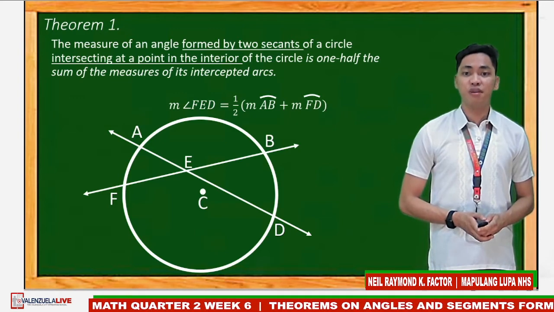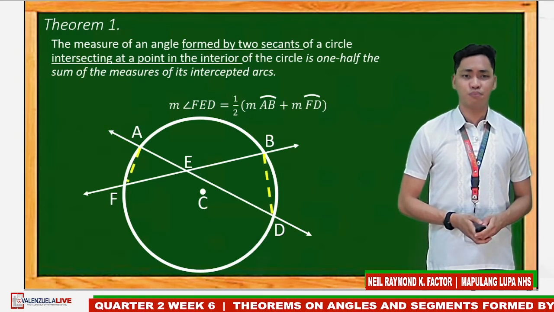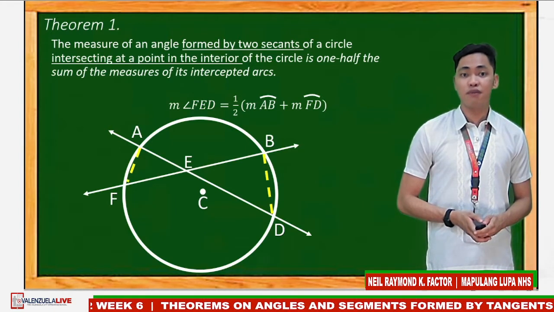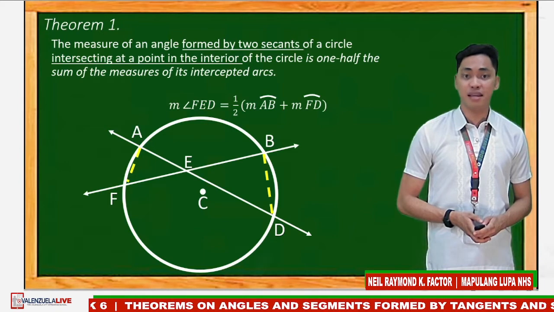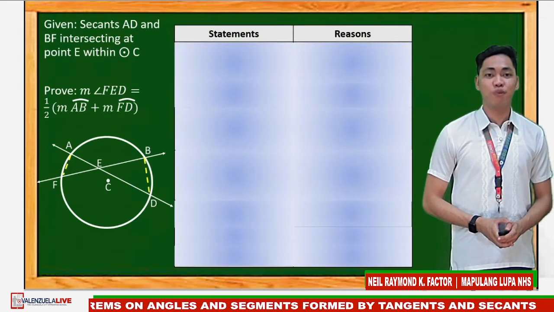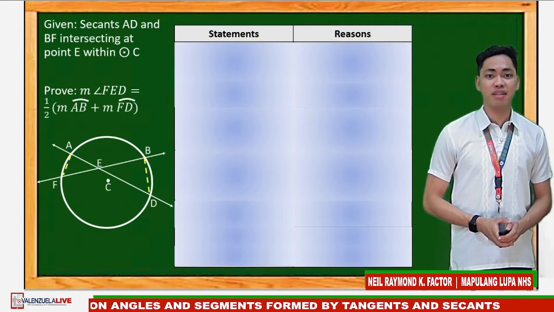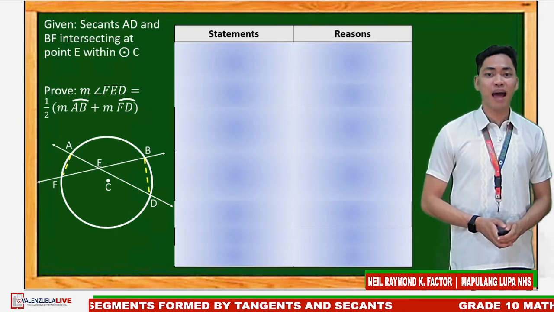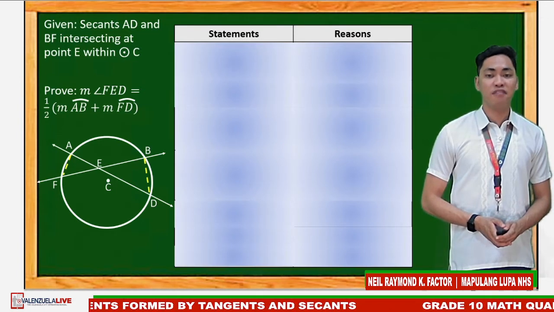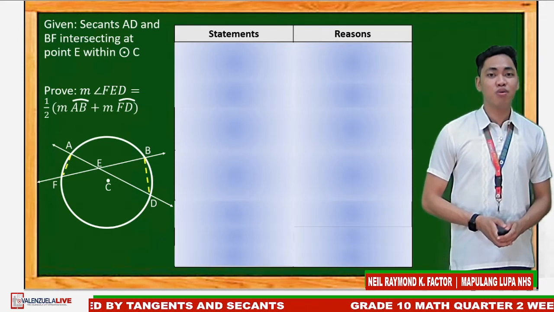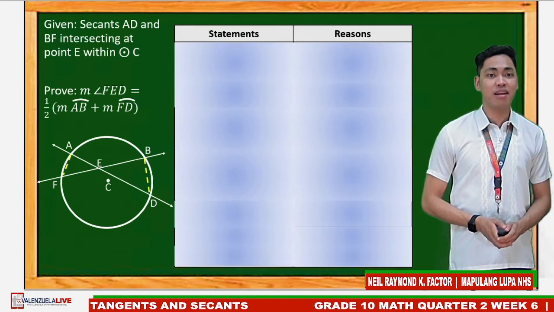To prove the theorem, by construction, let us draw line segments AF and BD, thus forming triangles AFE and BDE. So, we want to prove that the measure of the angle formed by 2 secants intersecting inside the circle is 1/2 the sum of its intercepted arcs. Specifically, in this illustration, the measure of angle FED is 1/2 the sum of the measures of arc AB and arc FD. Let us use a 2-column proof consisting of statements and reasons.